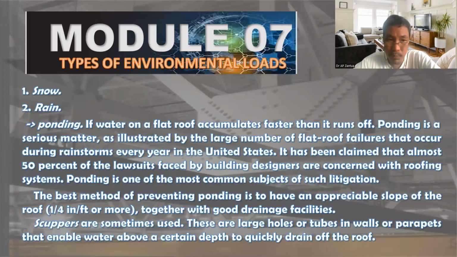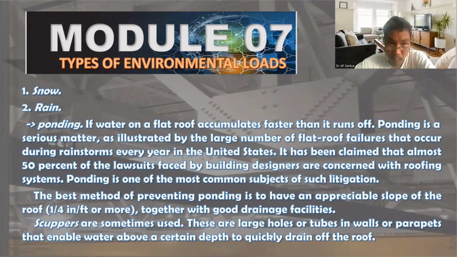It has been claimed that almost 50% of lawsuits, meaning owners of the structure taking the design engineer to court, are concerned with roofing systems. So being a design engineer is a serious matter. Ponding is one of the most common subjects of such litigation. The best method of preventing ponding is to have an appreciable slope of the roof.